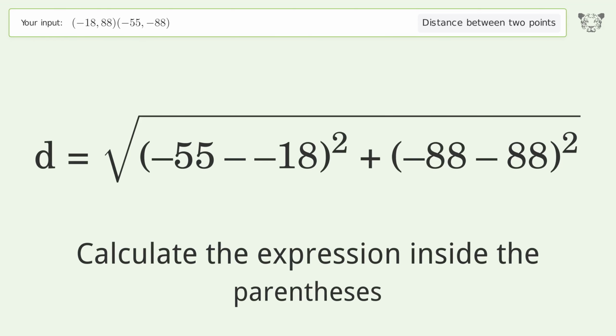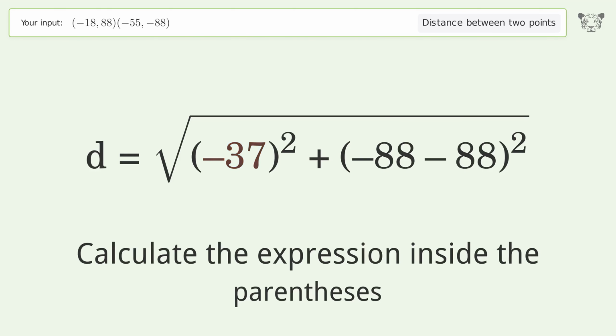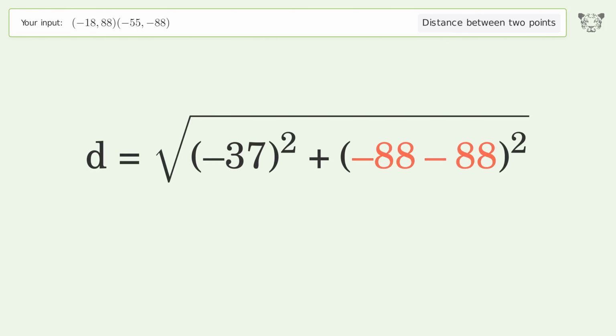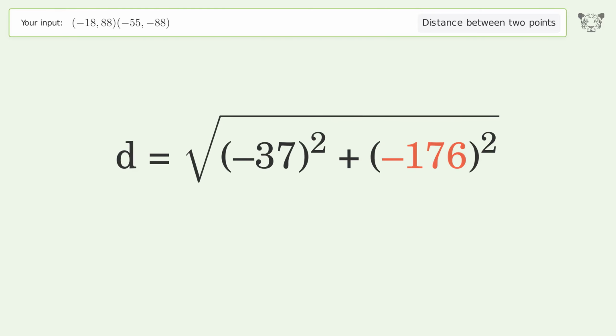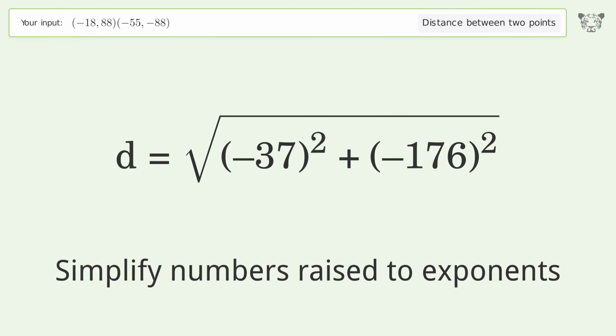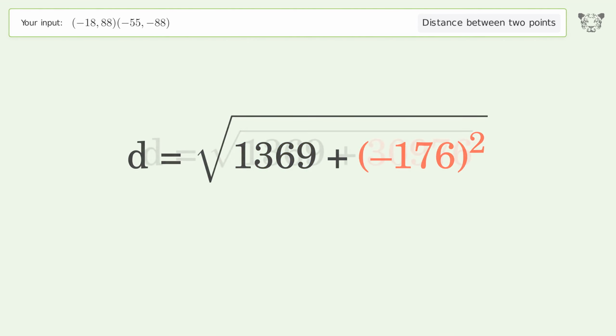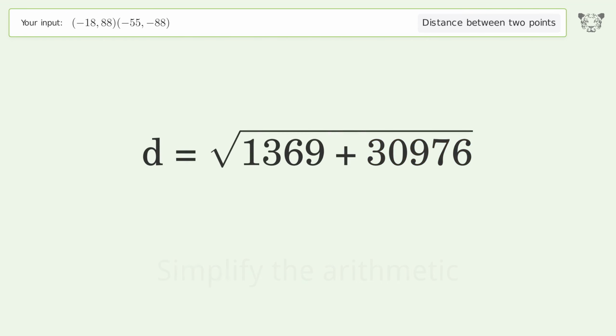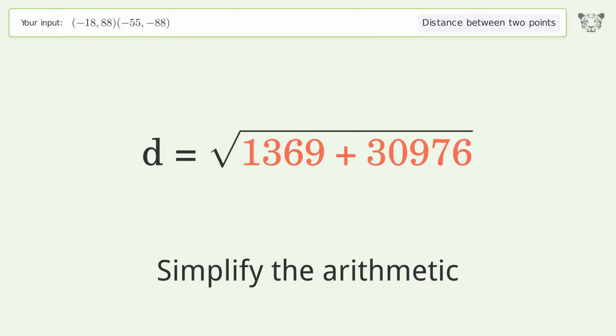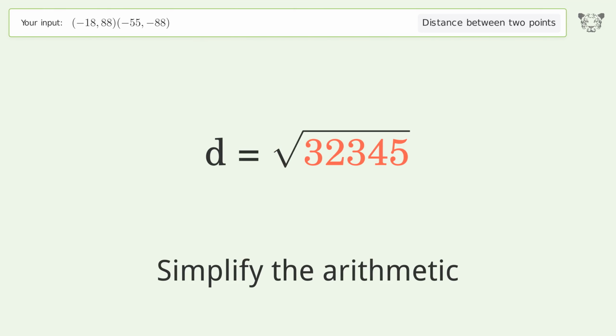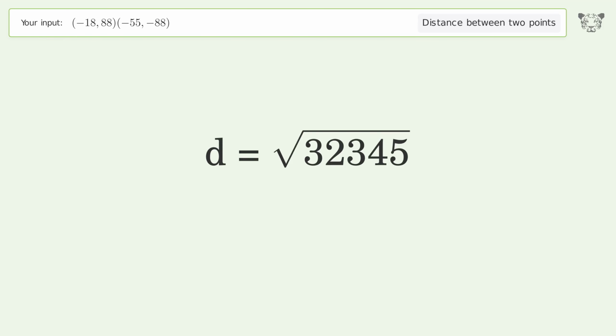Calculate the expression inside the parentheses. Simplify numbers raised to exponents. Simplify the arithmetic. And so the distance between the 2 points is the square root of 32,345 or 179.847.